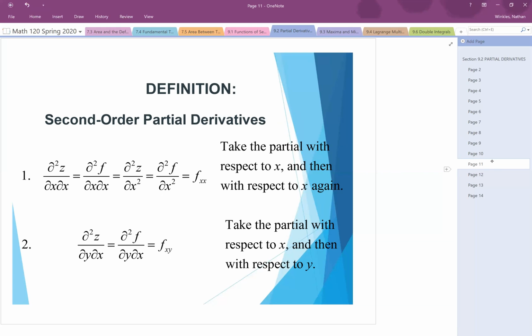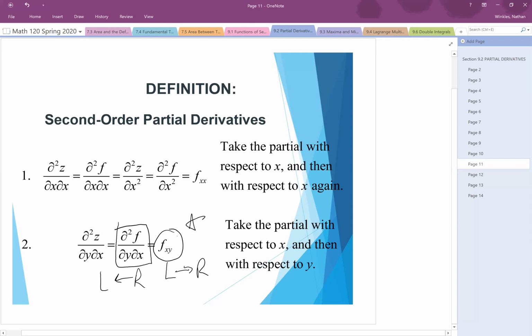We always work left to right. So in the second case, d2z over dy dx equals d2f over dy dx, which is the same as f sub x, then y. So if you're reading the little short notation there of f sub xy, we go left to right. If we are here, we go right to left. So we have to pay attention to which notation.